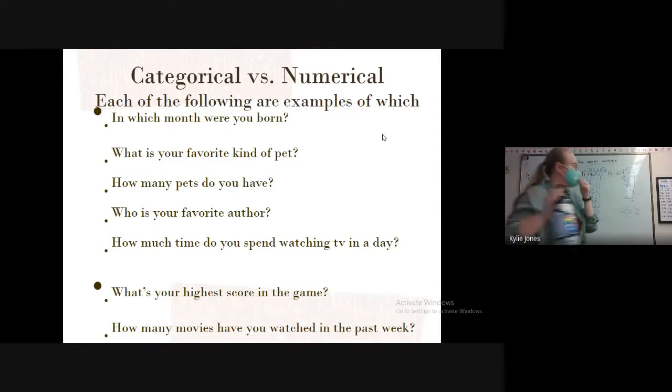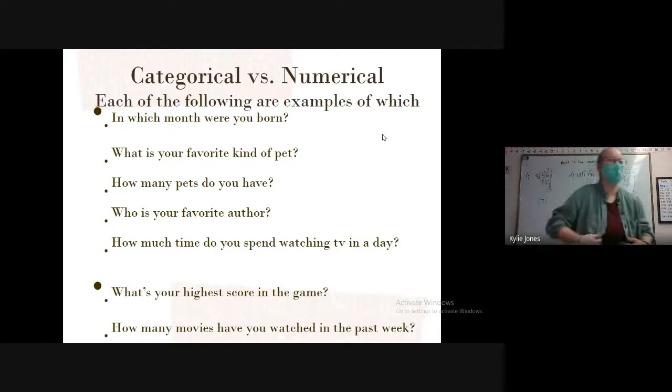Okay, Maudie, you have your hand raised. Which one is it? It is a categorical one because you're going to answer things that are a category. They're going to answer a month of the year, not a number. Okay? Let's look at number 2.